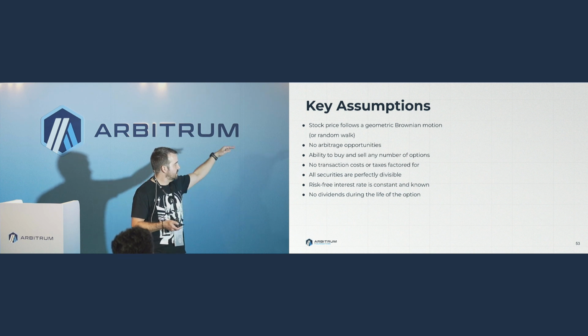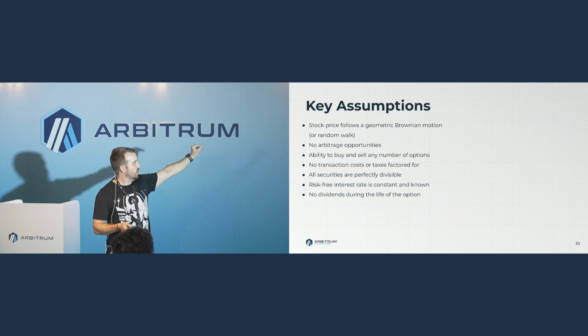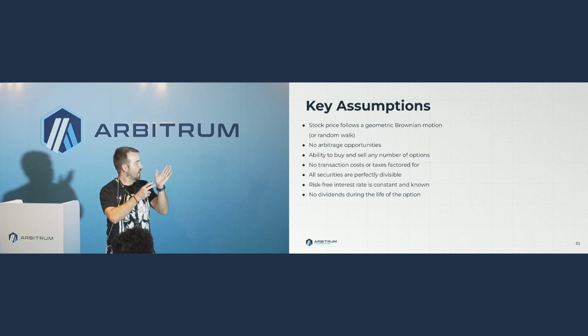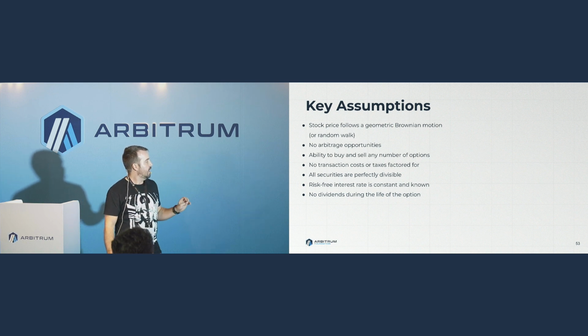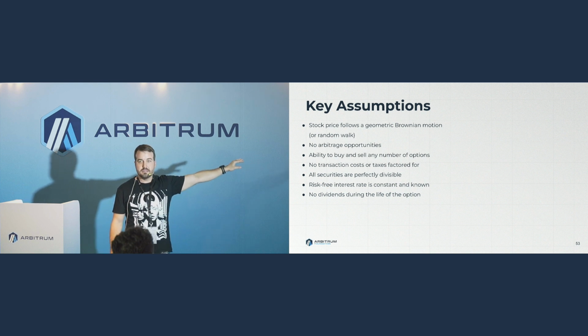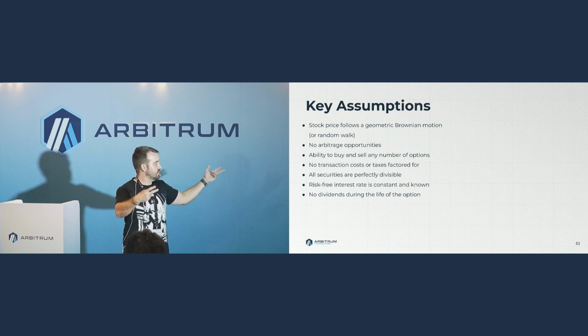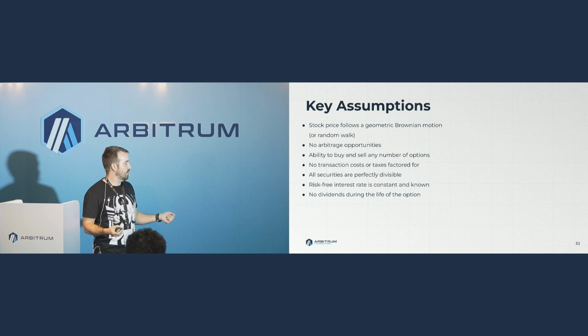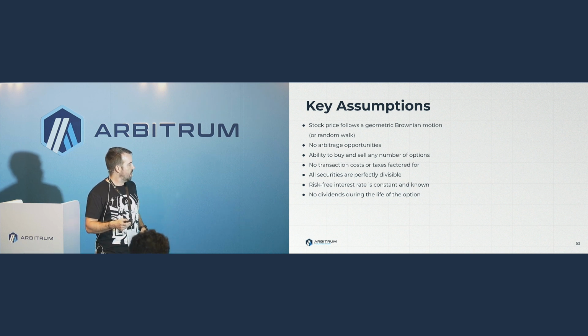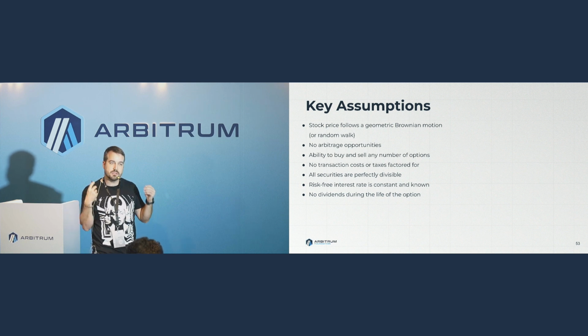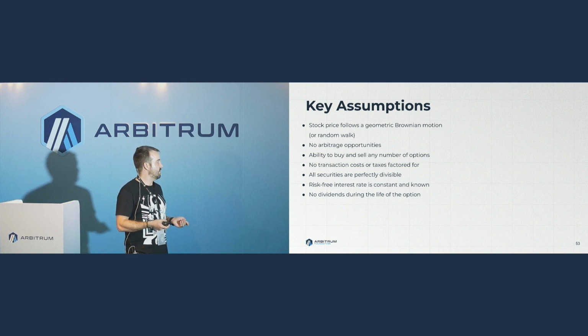So again, key assumptions with Black-Scholes: the stock price will follow a geometric Brownian motion, a random walk. That means it's just as likely to go up or down at any given time. Arbitrage is eliminated very quickly from the market. The Black-Scholes model also makes the assumption that you can buy and sell any number of these options. Also, there are no transaction costs or taxes factored into the equation, so that's something in practice that you have to customize your equation for.